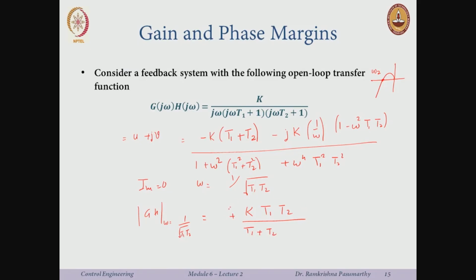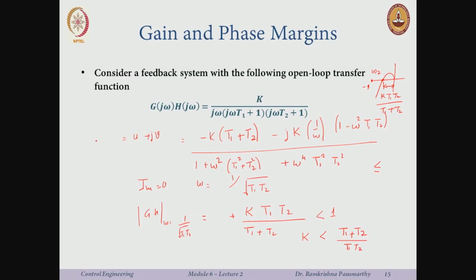Now, for stability, if this is the point minus 1, this magnitude, k T1 T2 over T1 plus T2, should be less than 1. If I put less than or equal to, then there is some kind of marginal stability. Therefore, this system is stable as long as the gain k is less than T1 plus T2 over T1 T2.